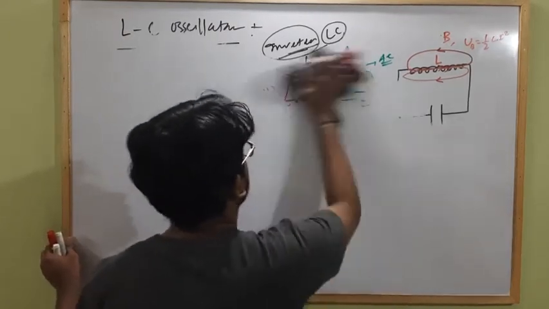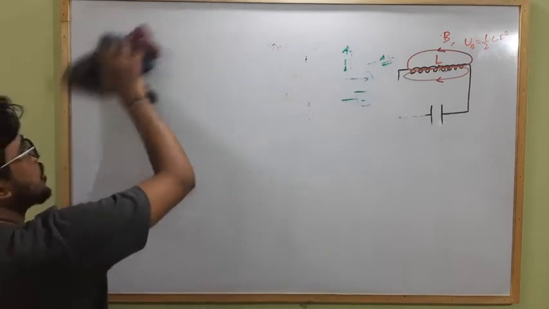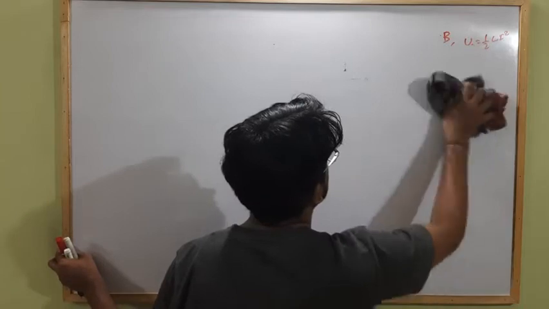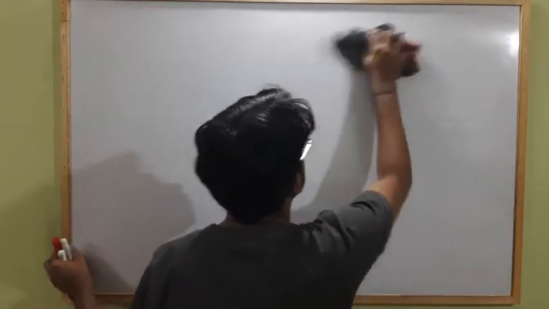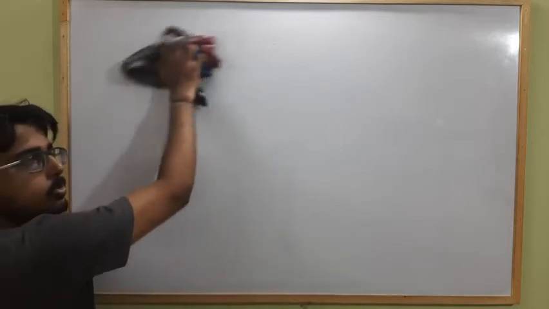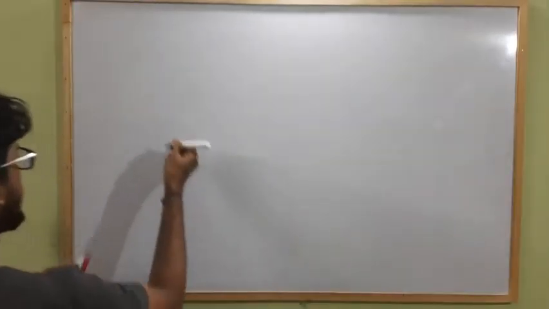So we already know transformer, and we may all see the transformer near to our house. So transformer is a device which is used to convert high voltage AC at low current to low voltage AC at high current, or vice versa. So what is transformer?